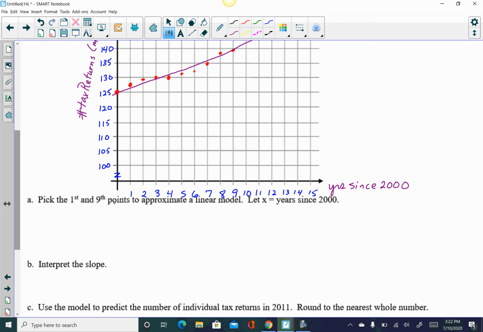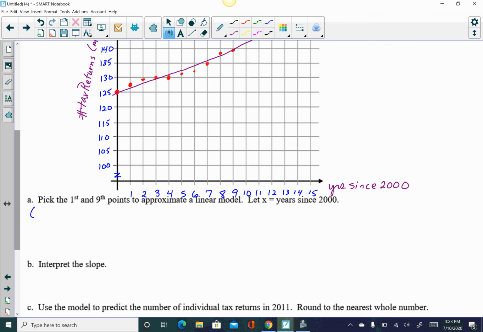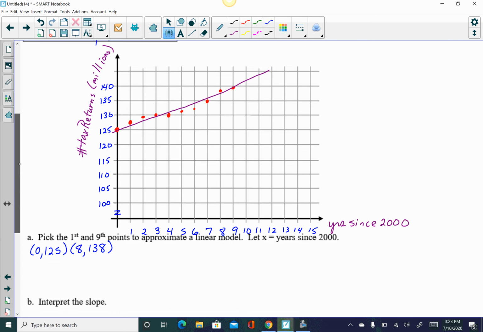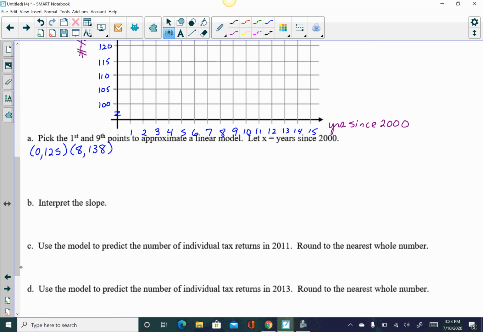It says pick the first and 9th points to approximate our linear model. So the first and 9th points: your first point was the point (0, 125), and the 9th point was the point (8, 138). So I came up here, and here's the first point, and then 2, 3, 4, 5, 6, 7, 8. There's my 9th point, (8, 138). Now I've got 2 ordered pairs.